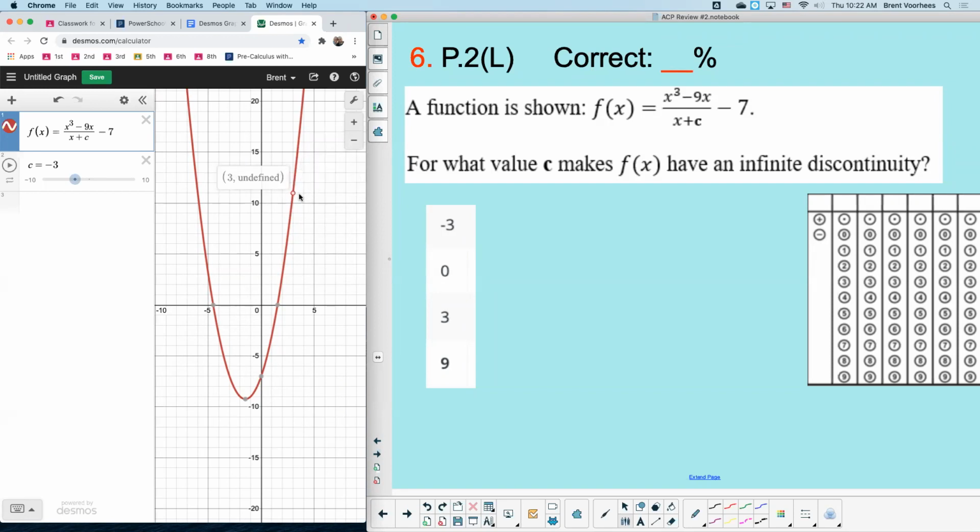Where is it? There it is. Does that look like an infinite break, a jump break, or a removable break? Infinite's where the graph goes to infinity at that spot. Remember, inside lies. Since that's inside, it's going to lie. So I'm actually at +3.